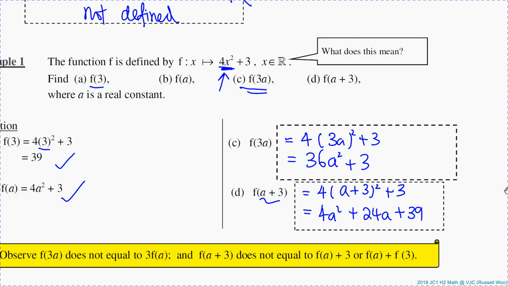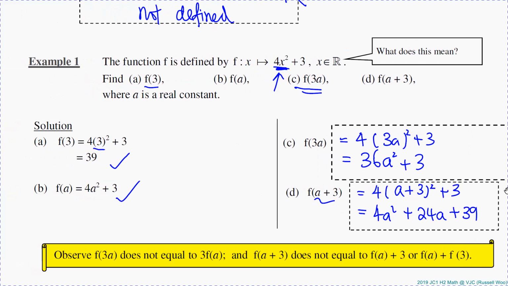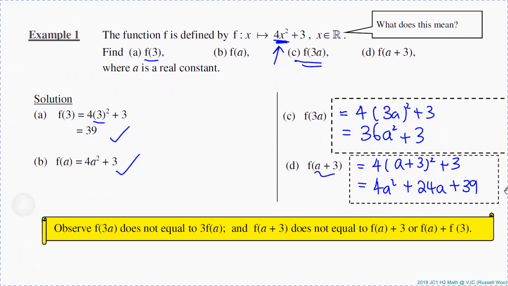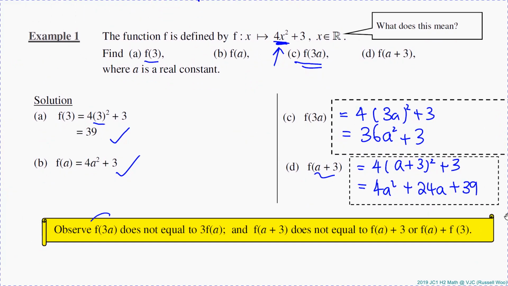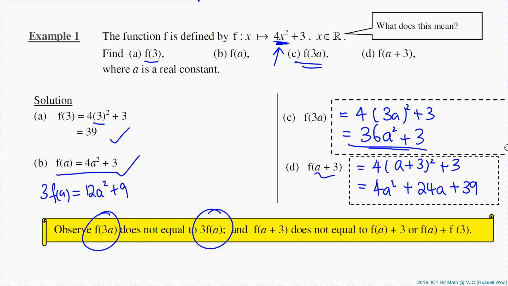The objective of example 1 is really to let us know that by calculating, you realize that F(3a), which is this, is not the same as 3 times F(a). It's not, because you multiply by 3, you will get a 12. You see 3F(a) is 12a squared plus 9. Clearly, these are not the same. So you cannot just happily factorize this out. Am I right? You cannot.